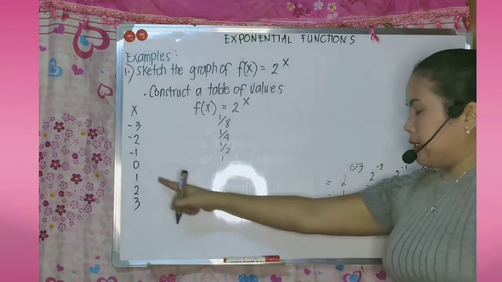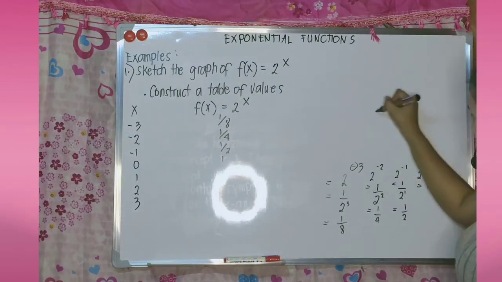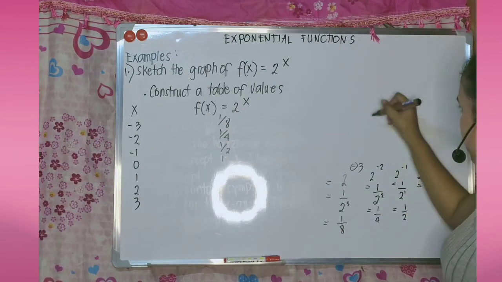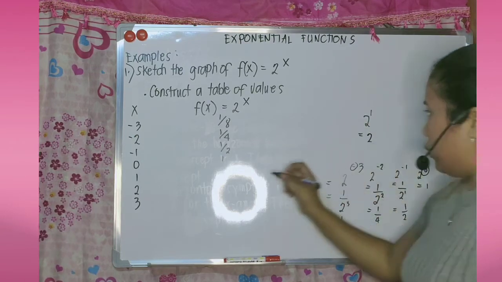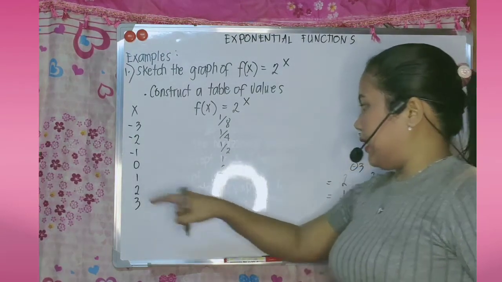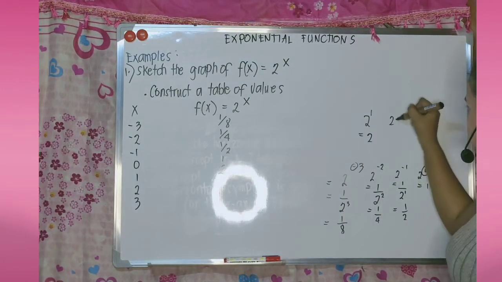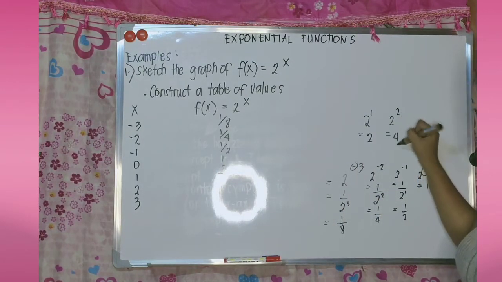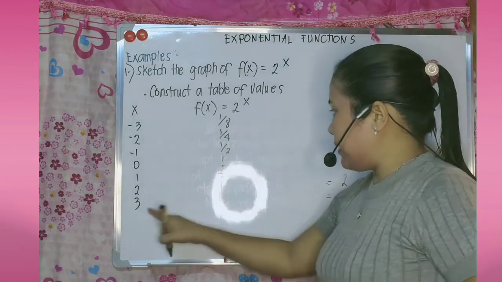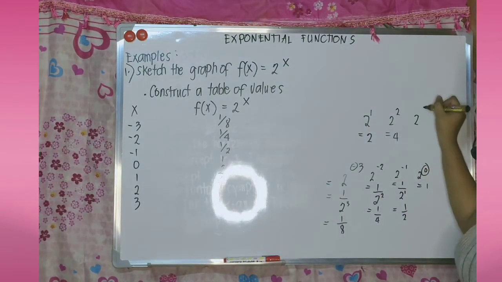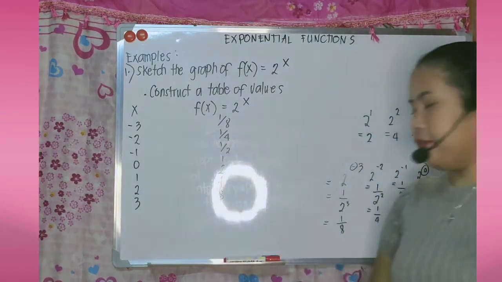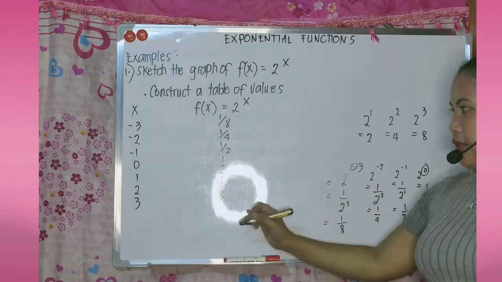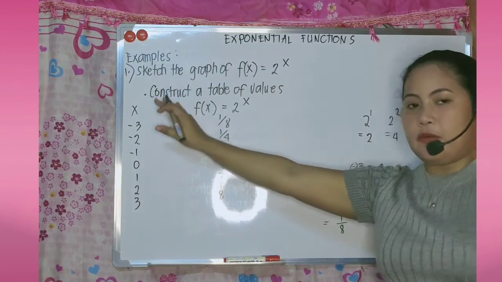So, next, gamitin natin yung 1. So, we have 2 raised to 1. So, the answer is, of course, 2. Then gamitin natin yung 2. So, 2 raised to 2, our answer is 4. Then, last is yung 3. So, 2 raised to 3, we have 8. So, ito na po yung mga value natin for y value, satisfying the following value for x.